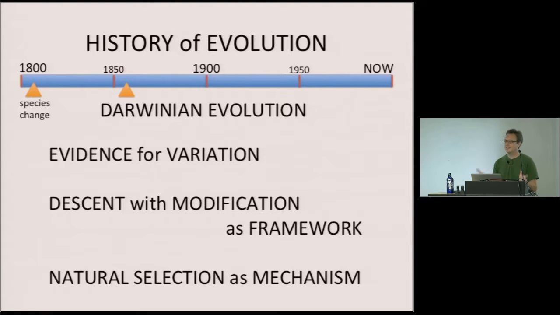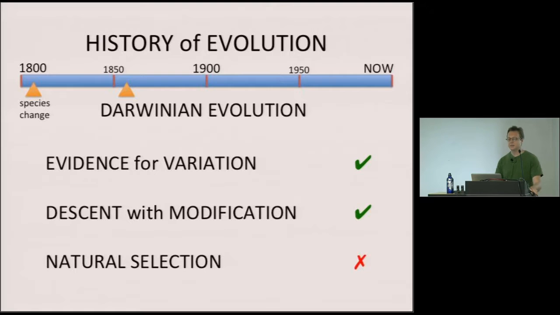So again, just to put everything in the same frame, what Darwinian evolution really brought to the table is overwhelming evidence that there is variation within and among species, this framework of descent with modification as an idea that we can use to organize variation and understand it, and natural selection as a mechanism that allows species to evolve.